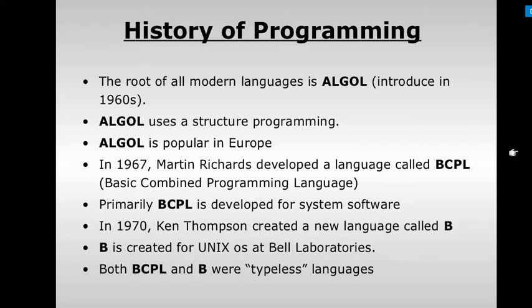In 1967, Martin Richards developed a language called BCPL, that is Basic Combined Programming Language, and this BCPL was using the features of ALGOL. Primarily, BCPL was developed for system software. In order to write the code for the system software, this was used. Later on, in 1970s, Ken Thompson created a new language called B.